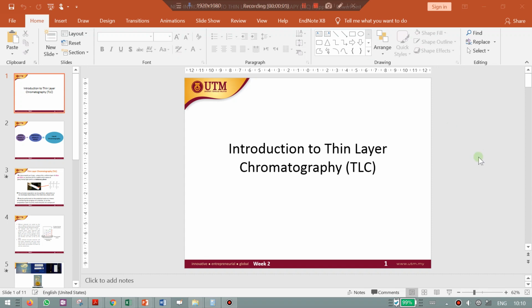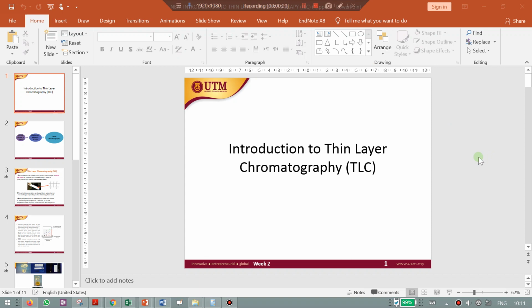Okay, Bismillahirrahmanirrahim. Okay, today we will learn about the new chapter, the introduction to thin layer chromatography. Thin layer chromatography, we can classify under classic chromatography methods. Right? It's not like a modern technique of chromatography where we use a sophisticated instrument. With thin layer chromatography, you don't need a very sophisticated instrument.